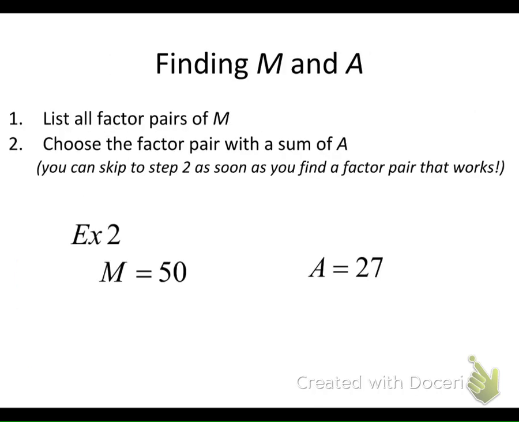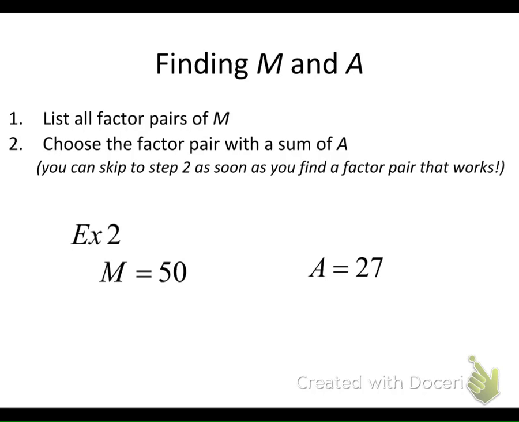Okay. So this is what I want to see you guys write on your notes. It says: list all the factor pairs of m. That's what you want for step 1. Step 2, choose the factor pair with the sum of a. You can skip to step 2 as soon as you find a factor pair that works. So what that means is if I give you 360 for the m and 38 for the a, once you find the one that works, you don't need to write out all the factor pairs of 360 because that will waste a lot of time. Okay? So write those steps down for step 1 and step 2.